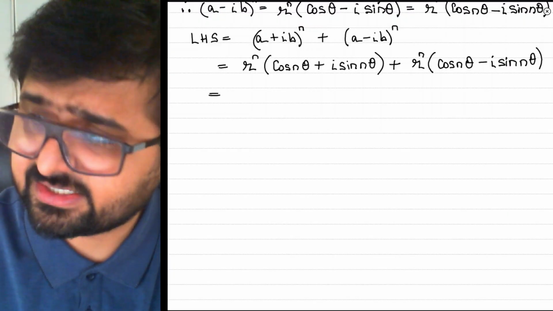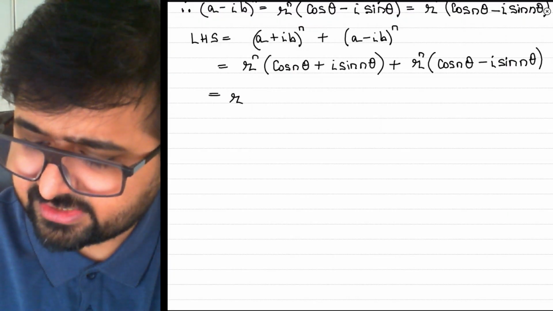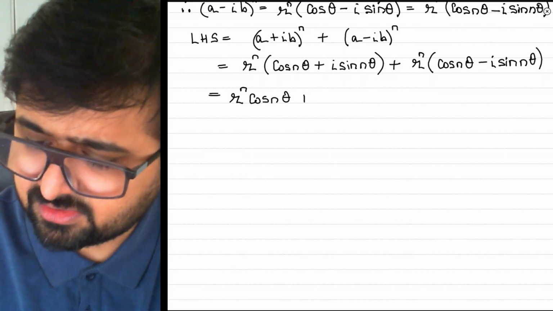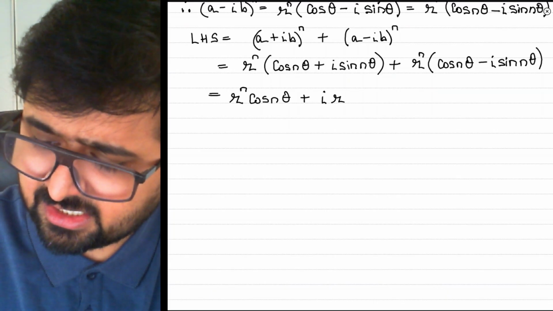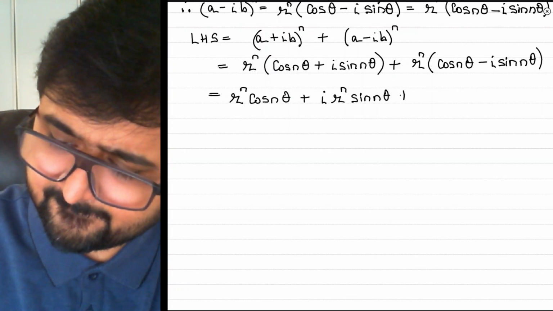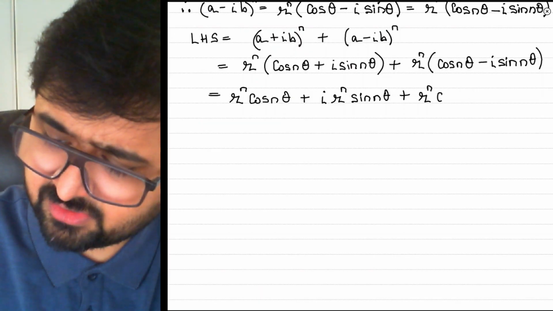Now let's multiply that r to the power n inside. So we get r^n cos n theta + i r^n sin n theta plus r^n cos n theta.